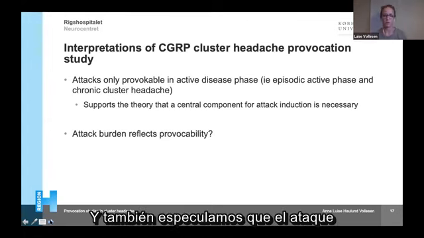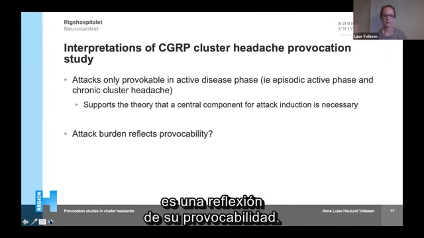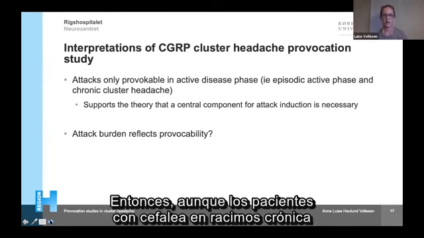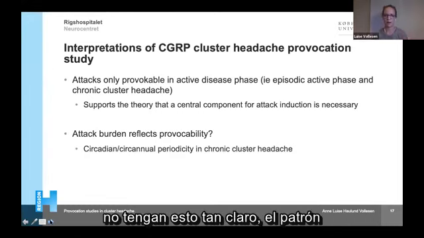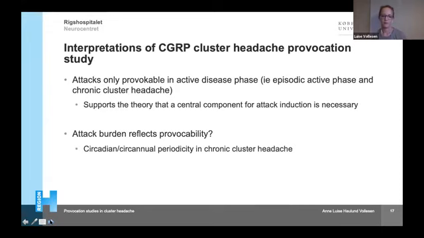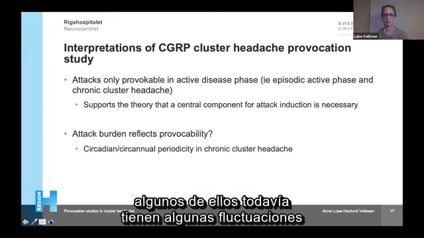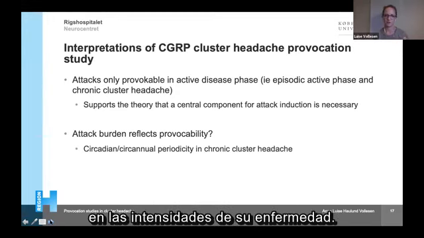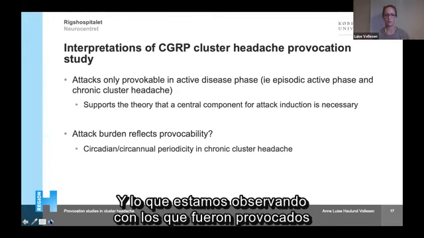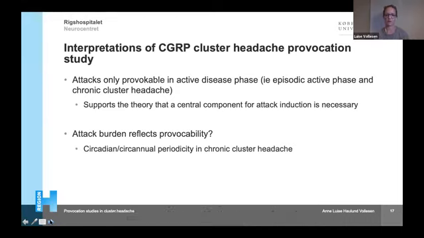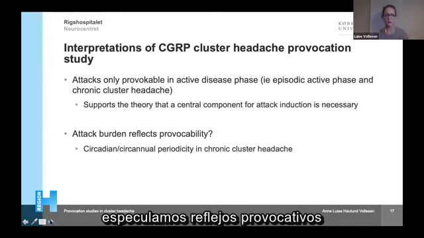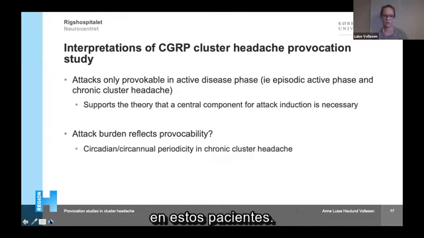And we also speculate that the attack burden is a reflection of their provocability. So even though the chronic cluster patients don't have this very black and white in and out of bout pattern as the episodic patients, some of them still have some fluctuations in their disease intensities. And what we were seeing with the ones that were being provoked and their high attack burden levels, we speculate reflects a lowered provocational threshold in these patients.